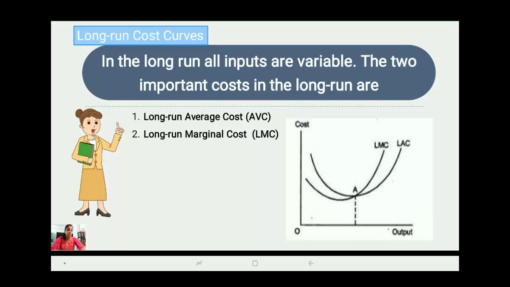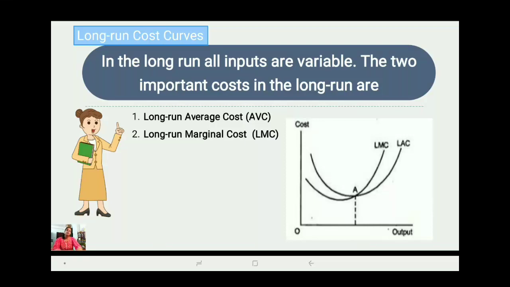Similarly, the long run marginal cost curve is also a U-shaped curve, which passes through the minimum point of the long run average cost curve. In the diagram you can see I have shown the long run average cost curve LAC and the long run marginal cost curve LMC. It passes through the minimum point of the LAC curve, that is point A. So the long run average cost curve and the long run marginal cost curve are also U-shaped curves.